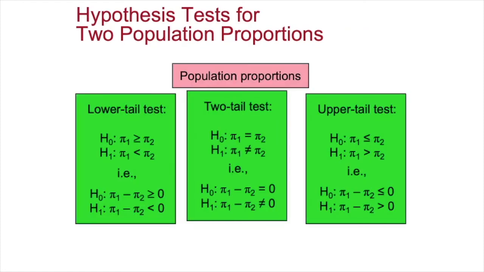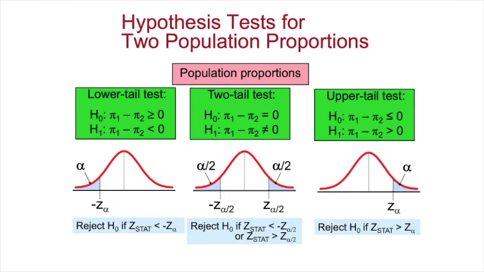And of course, we're going to be able to do two-tailed tests, or lower-tailed tests, or upper-tailed tests. And we're going to make our decisions, and we are going to use the same criteria to either reject or fail to reject our H0.